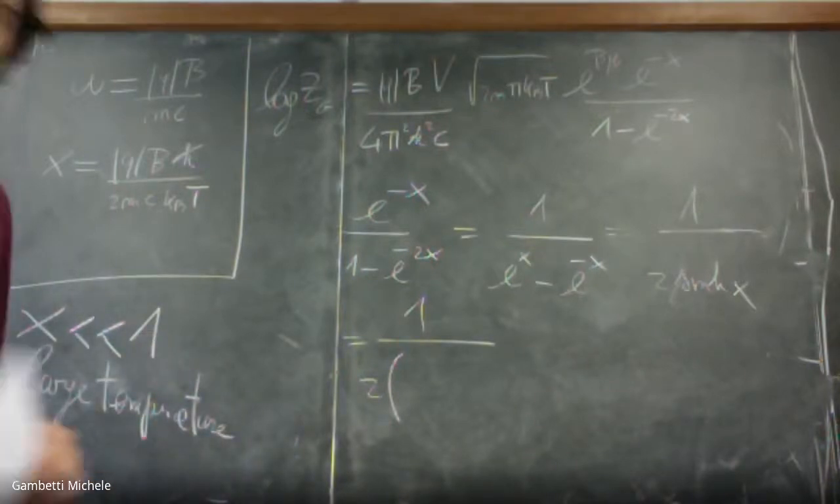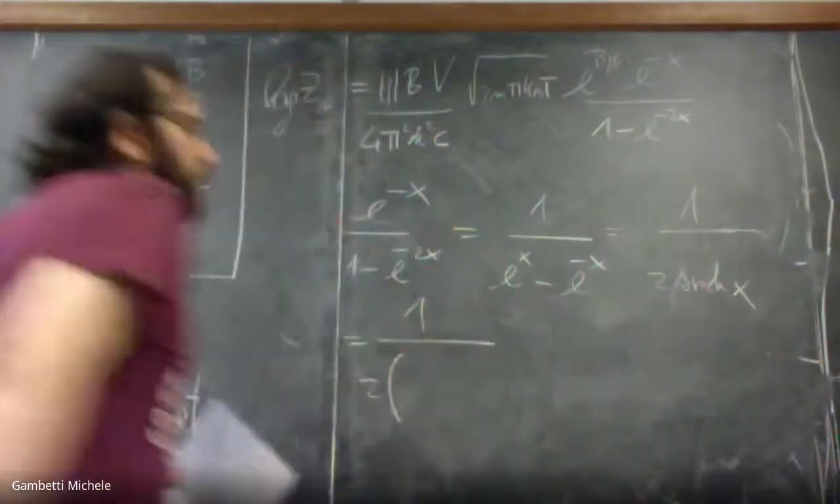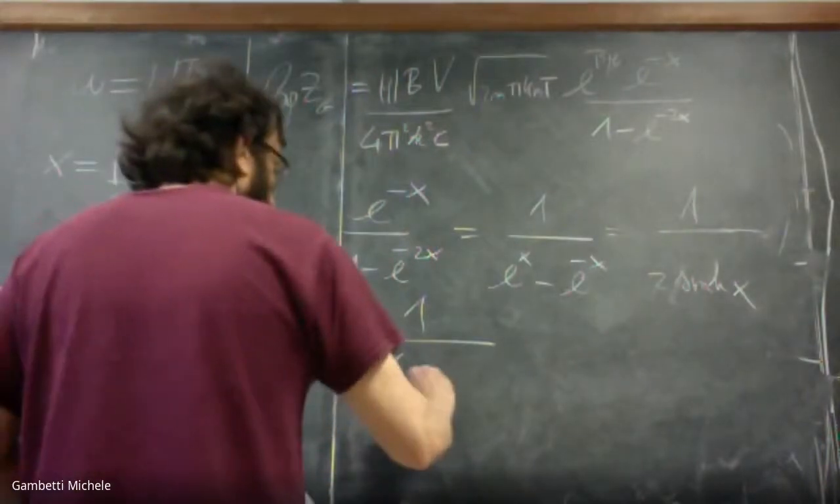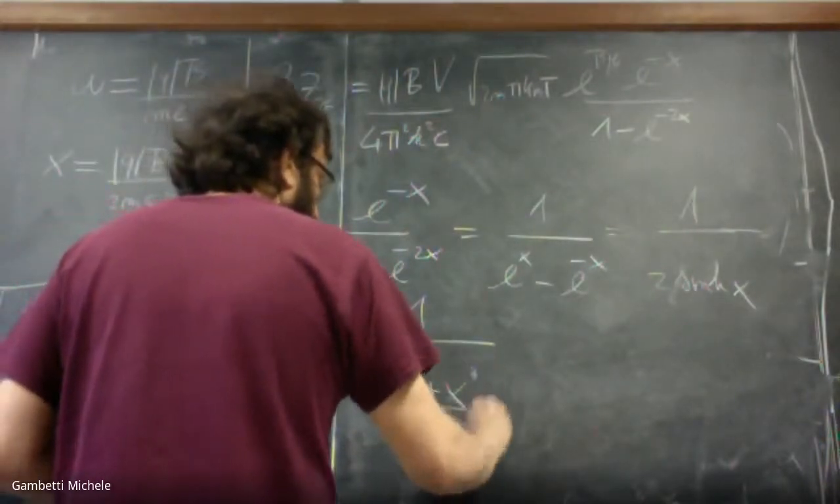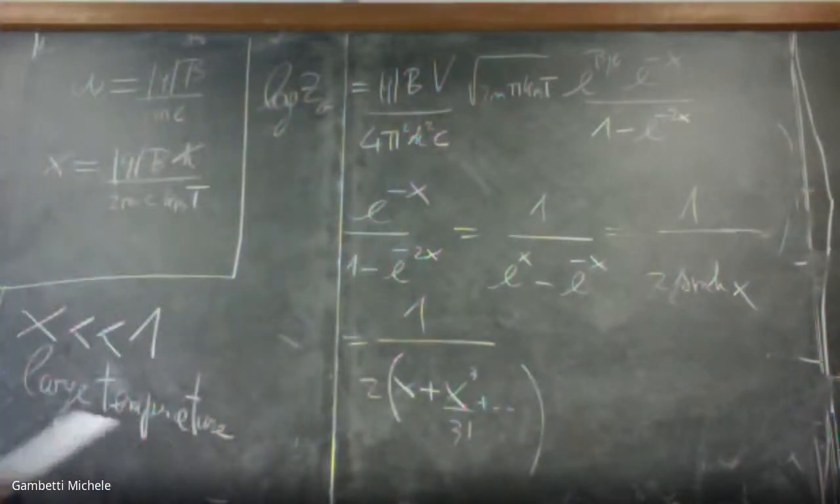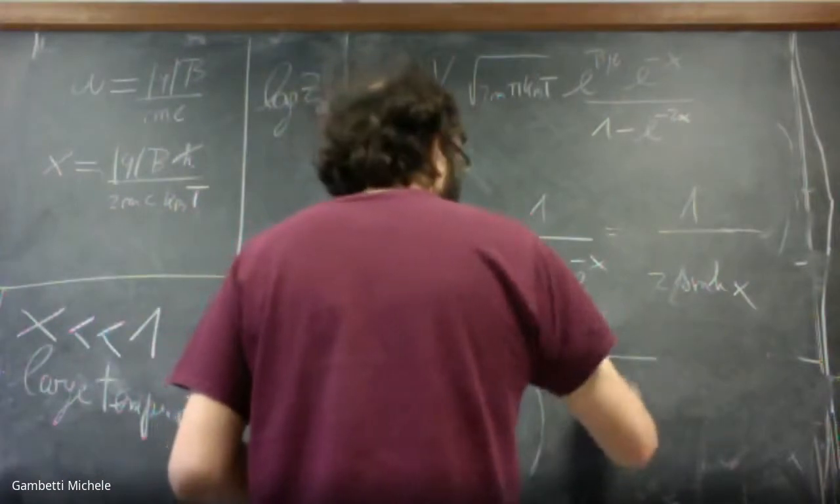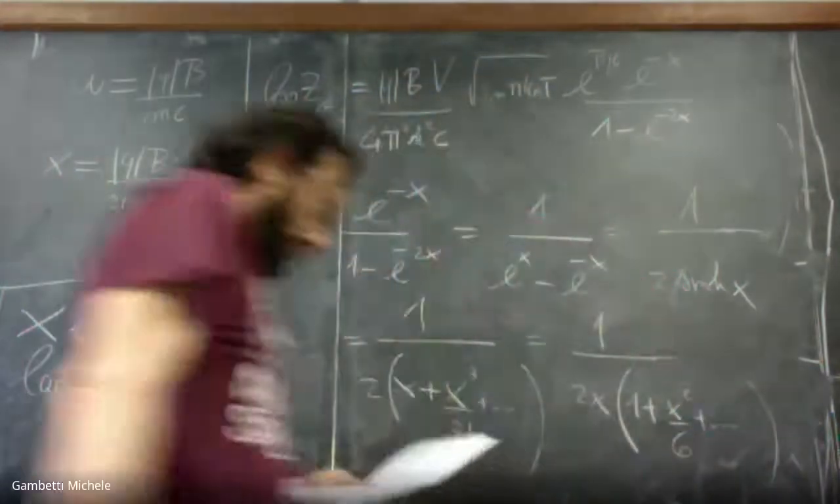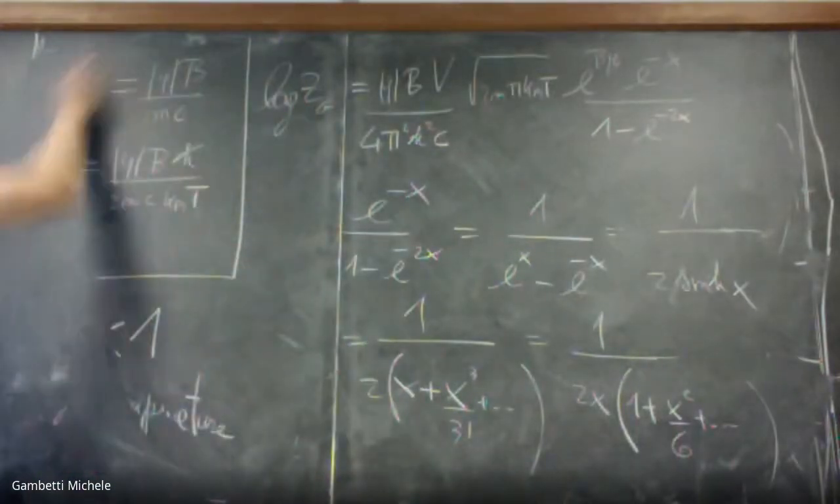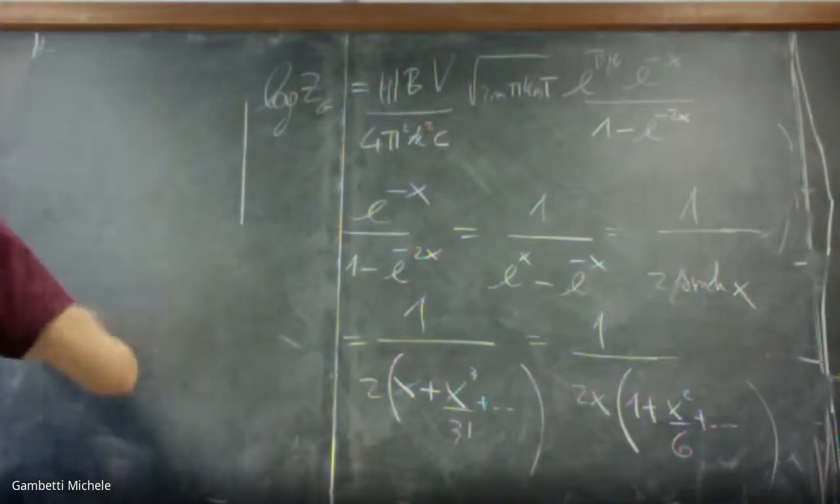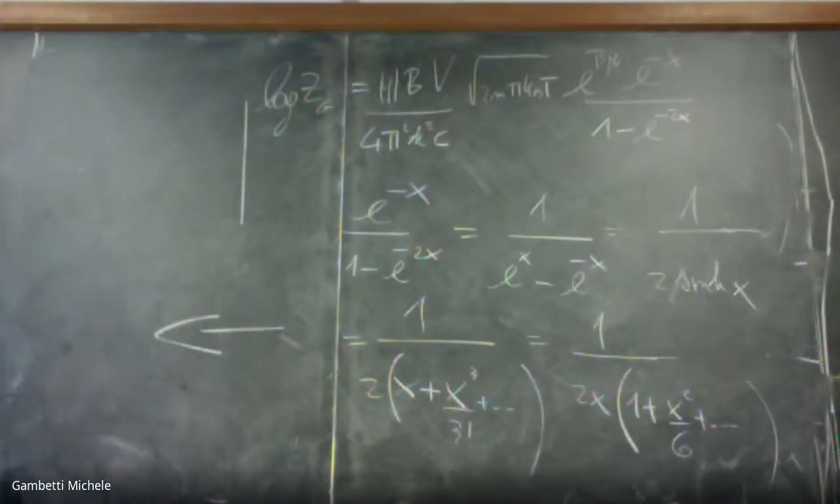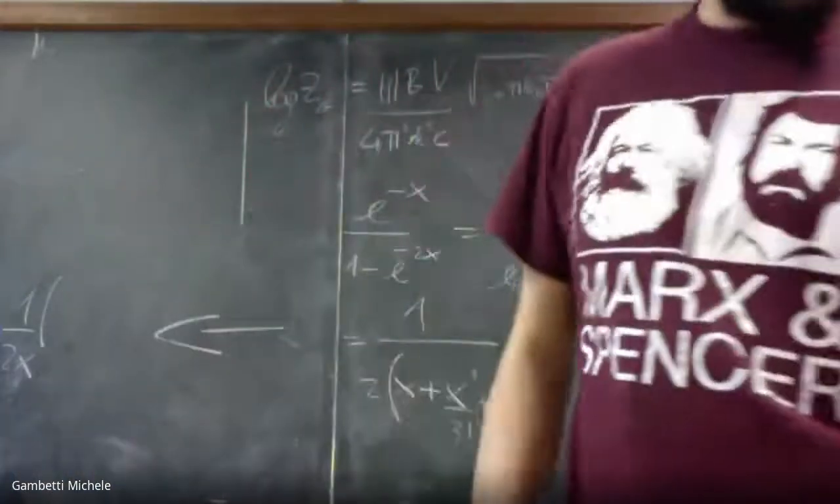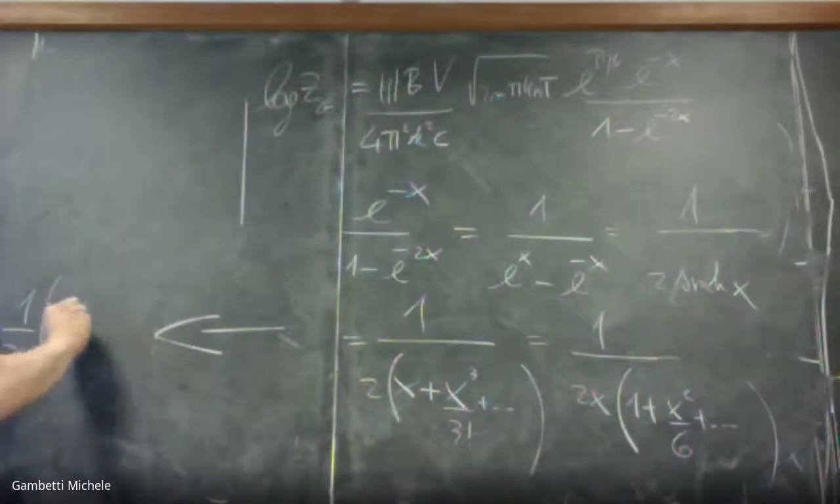Which is the only way to do the calculation. So I can expand this quantity around x equals 0. And I will get x, x cubed divided by 3 factorial plus some terms, which is 1 divided by 2x, and here you have 1 plus x squared divided by 6 plus other terms. Which is equal to 1 divided by 2x, and I think I put upstairs is 1 minus x squared divided by 6 plus other terms.